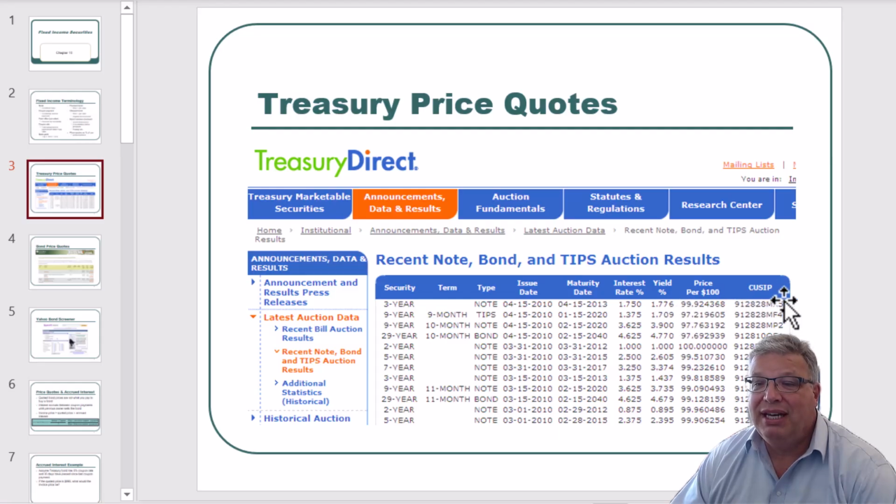And then CUSIP is kind of like, every publicly traded security out there has a VIN, like a vehicle identification number, just like your car, that uniquely identifies it, and that's what CUSIP is.